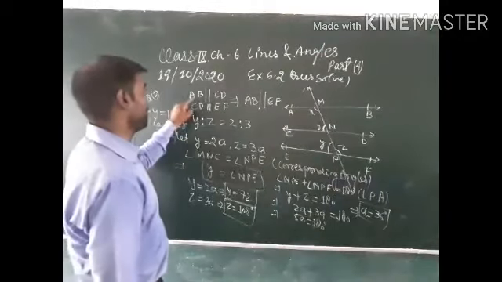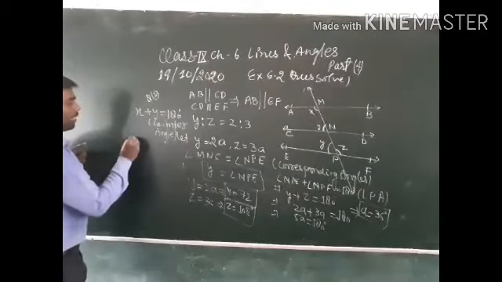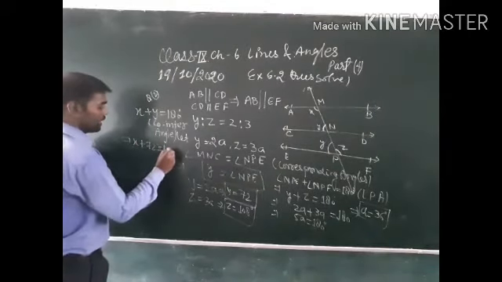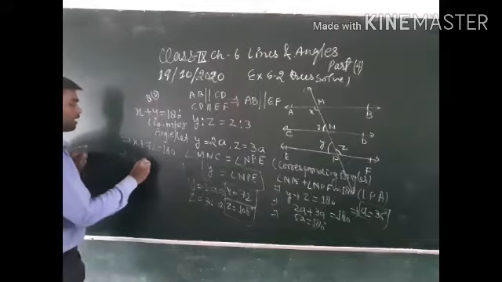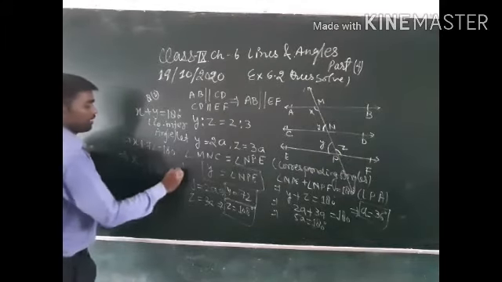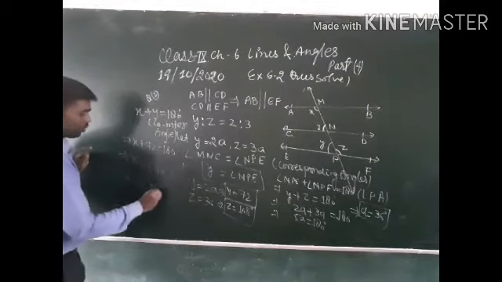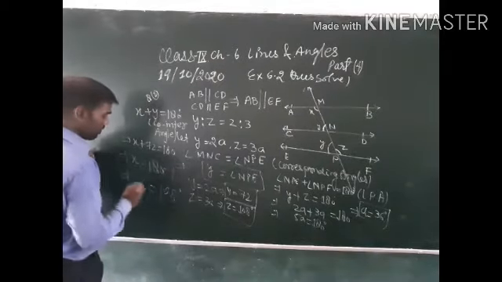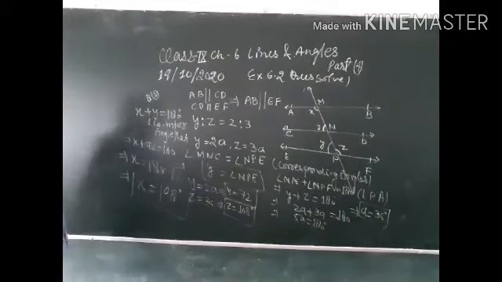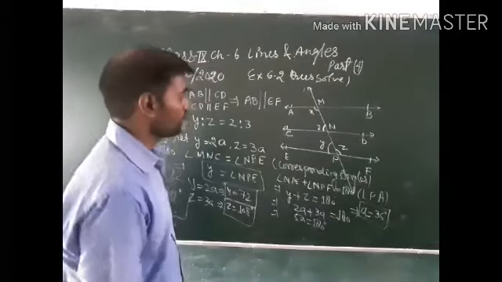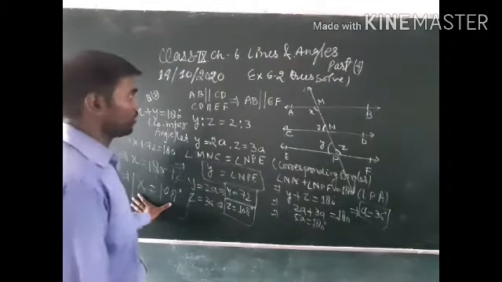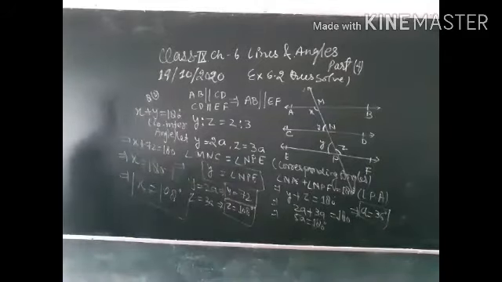So we put the value of Y. X plus 72 is equal to 180. So the value of X is equal to 180 minus 72. So the value of X is equal to 108. So this is the complete explanation of question number 2. So further proceed, please pause the video and note it down.